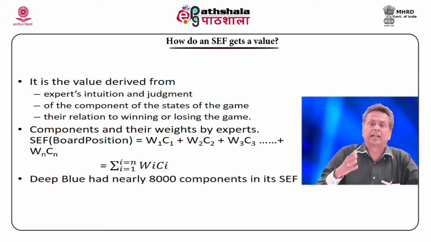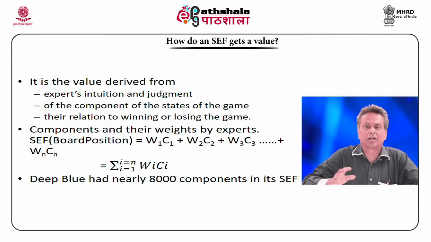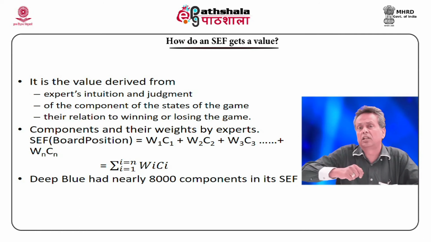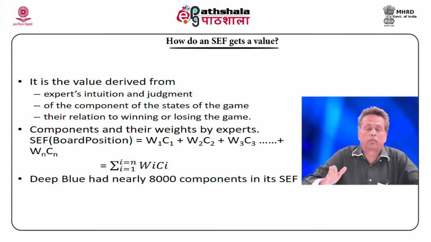That demands the SEF to be optimal. So, we will not choose components which do not have much of an effect. We will only choose significant components, and that is why probably the Deep Thought team had somebody who was a grandmaster. A chess grandmaster was part of it, and it had around 8,000 components in the static evaluation function of that Deep Thought computer, which could beat Garry Kasparov. 8,000 is not all that large if you look at the complexity of chess.